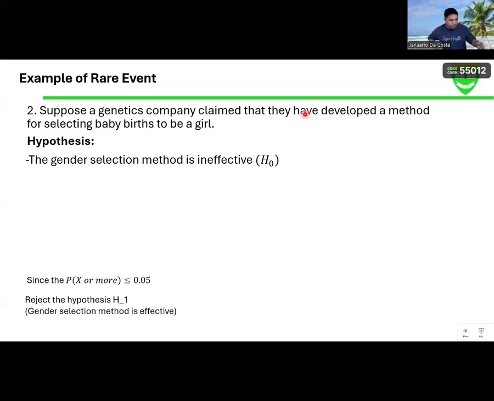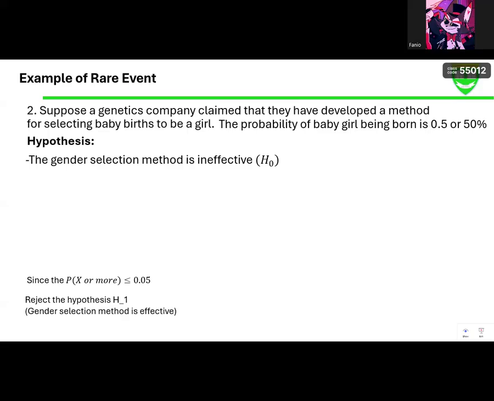Let's call it study A. Now let's do it. The probability of a baby girl being born is what? The probability of a baby girl is 0.5, does it? Because a baby is either male or female. Yes, teacher. Okay, the probability of a baby being born as a girl is 50%, 0.5.